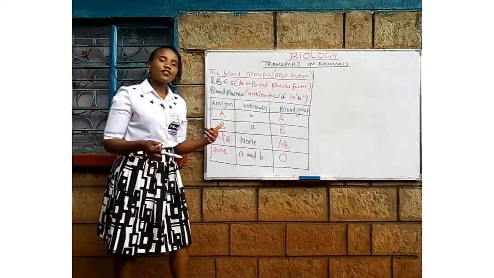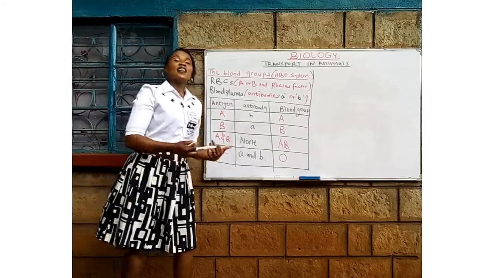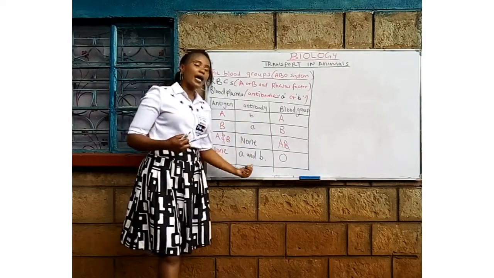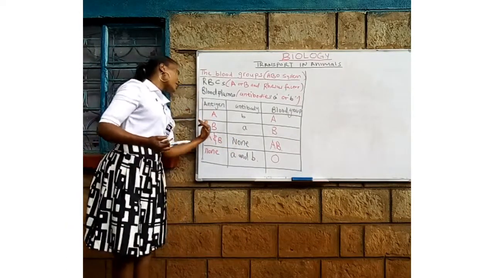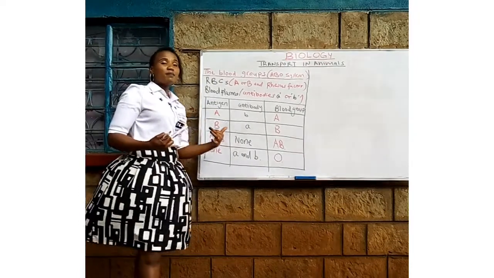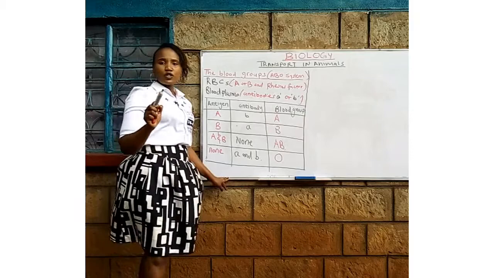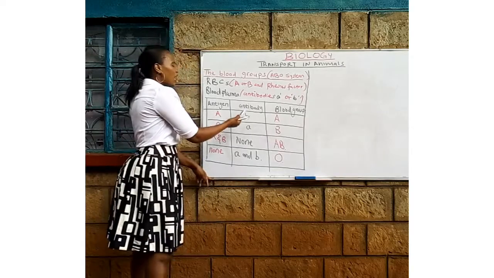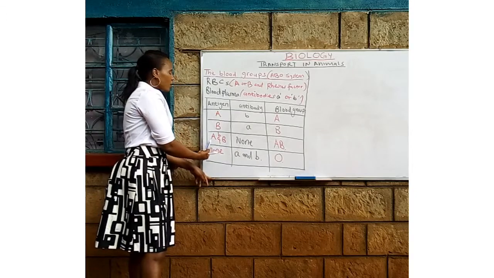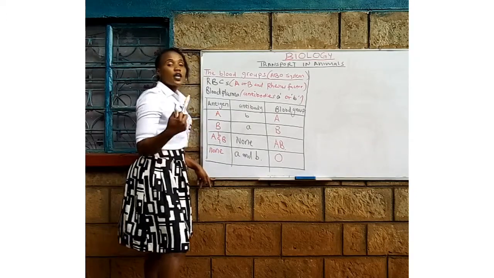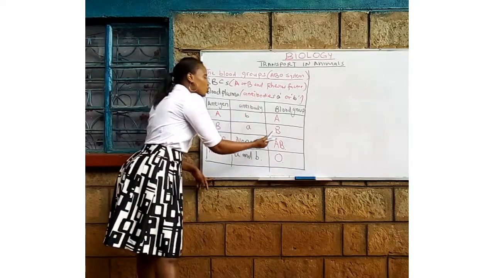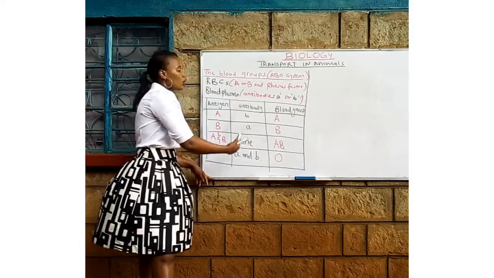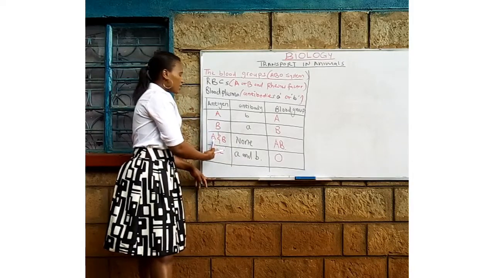So if the bloodstream of an individual doesn't have any antigen, then the blood plasma can comfortably have both antibody A and B, because there is no antigen present to cause agglutination. But when the bloodstream of an individual has both antigen A and B, we should not have any antibody, because antibody A and B will cause agglutination with either antigen A or antigen B. Therefore, blood group AB doesn't have any antibody, because the presence of antibodies A and B would cause agglutination with the antigens present.